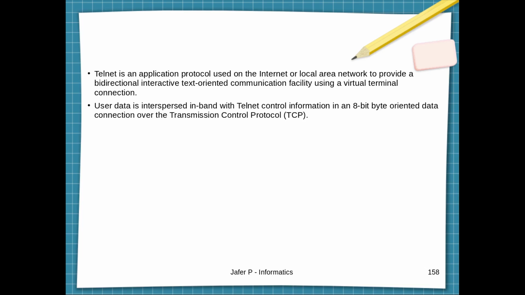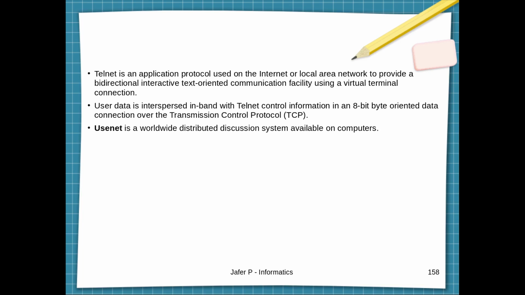User data is interspersed in-band with Telnet control information in an 8-bit byte oriented data connection over the Transmission Control Protocol. So using Transmission Control Protocol, it's an 8-bit byte oriented data connection, right? Using Transmission Control Protocol, we are going to communicate with the persons in Telnet.